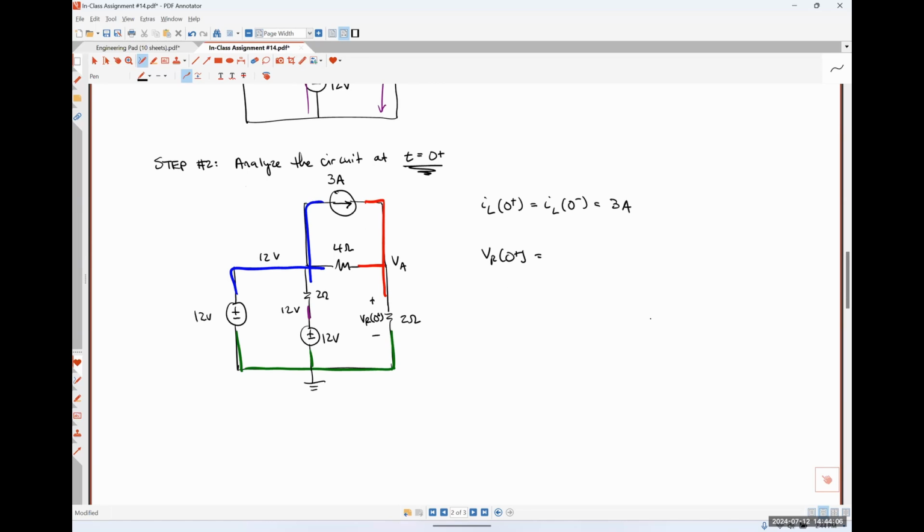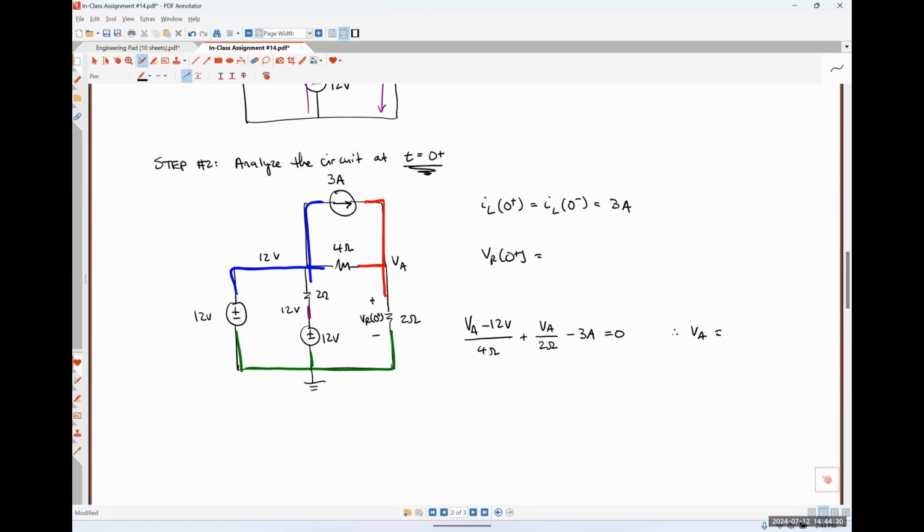So we would have VA minus 12 volts over 4 ohms plus VA over 2 ohms minus 3 amps is equal to 0. And we could just solve this for VA.